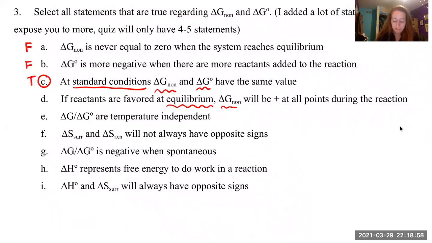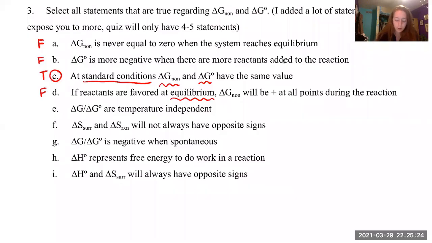However, if this was delta G standard, then it would be true. If reactants are favored at equilibrium, for example, if there's an equilibrium constant K less than 1, reactants are favored at equilibrium rather than the products, then it would be positive, okay? But this is talking about delta G non-standard, that's why it's false.